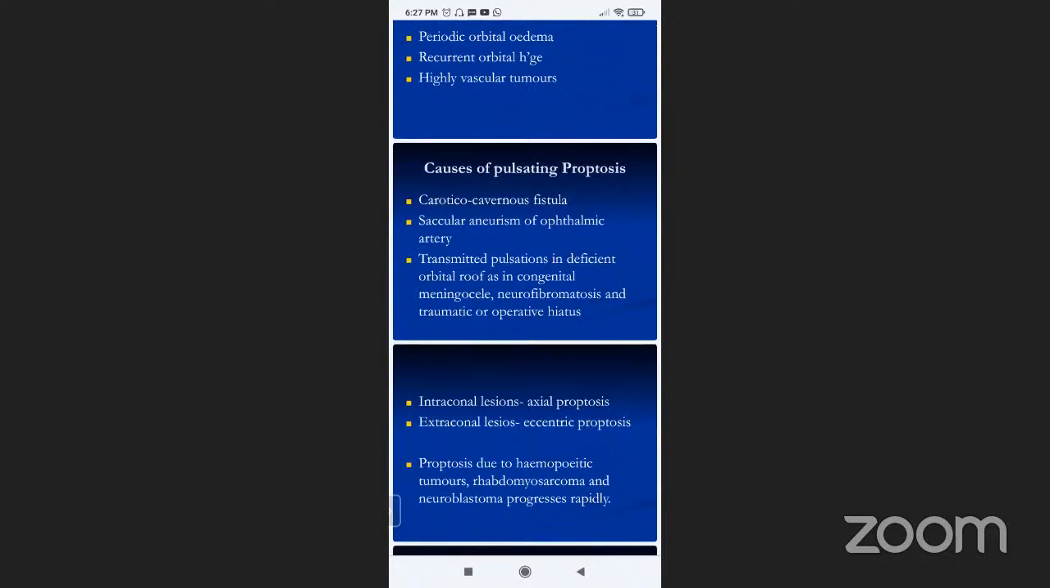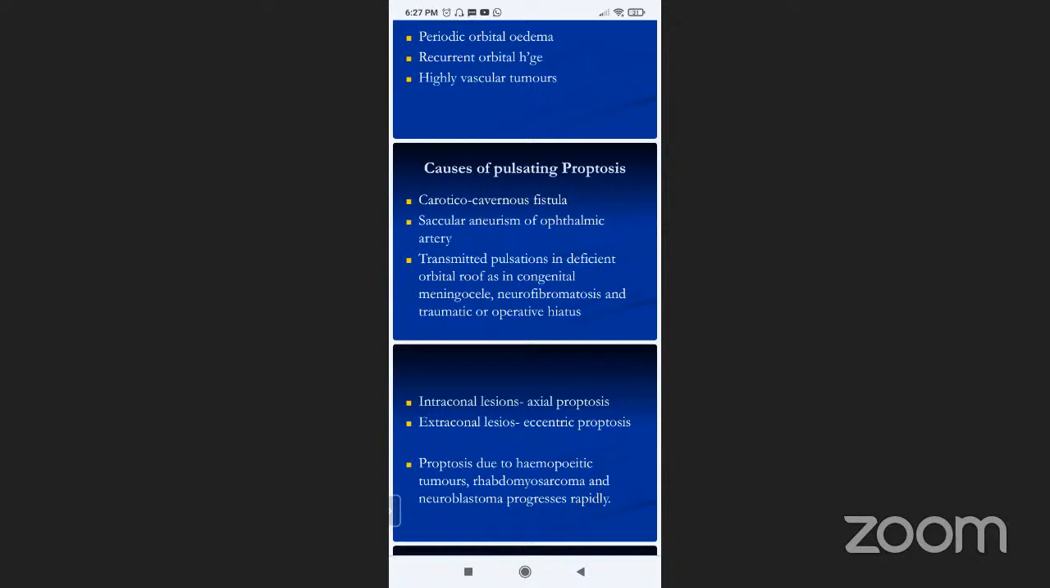Then, even though all these space-occupying lesions can produce proptosis, usually intracorneal lesions will produce an axial proptosis. Axial proptosis means the eyeball is pushed out straight ahead. There is no upward, downward, or lateral deviation.